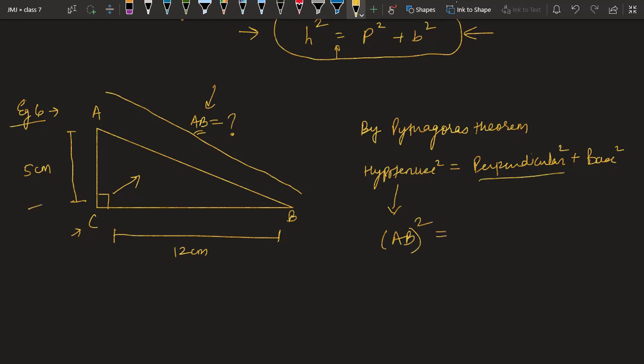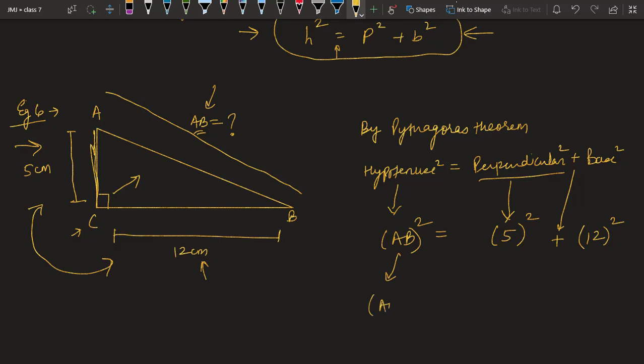I have told you, you can keep them interchanged also, but normally we take this one as perpendicular, AC. So AC you can take as 5, in brackets whole square, then we have a plus sign, then we have the base of 12 centimeter, again in brackets 12 square. Now you will see how to utilize the things that we have learned, square and square roots. This AB is unknown, it will remain like this only.